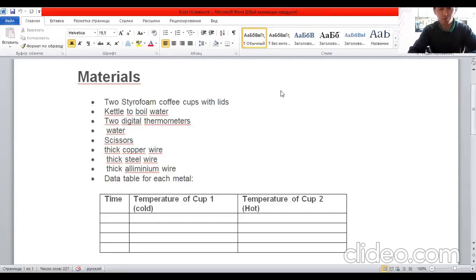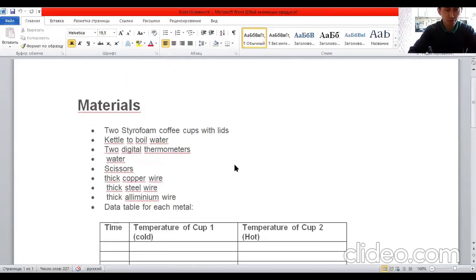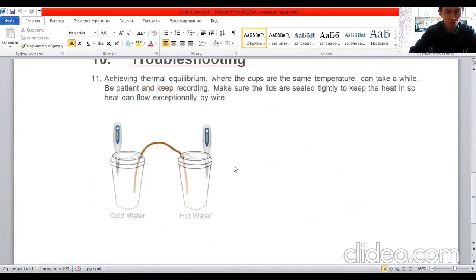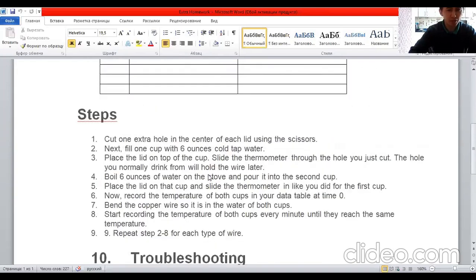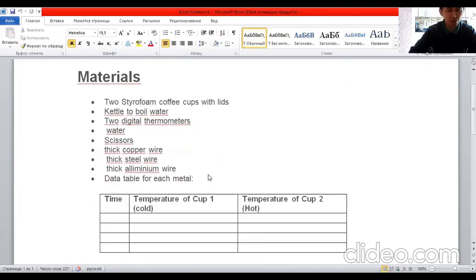The last step of our lesson is homework. Take a look at this simple experiment. You need just two plastic cups, two thermometers, and some wires, whether steel, aluminum or copper, it doesn't matter. All of the procedures are written here. Read carefully, fill out these tables and send them to your teacher.